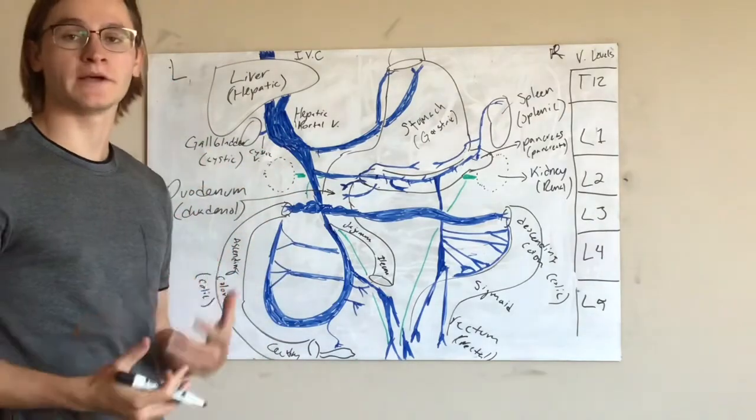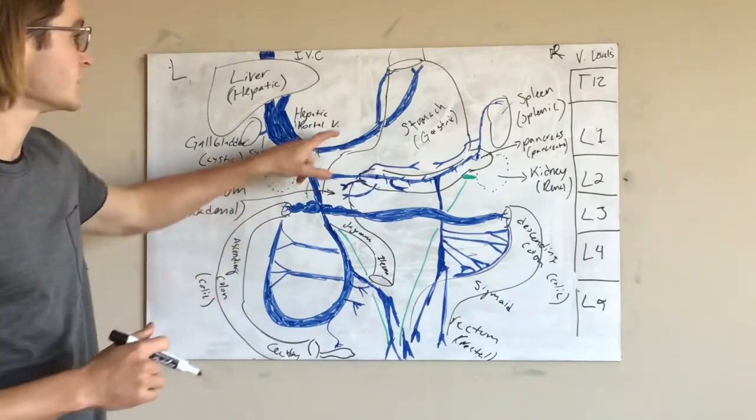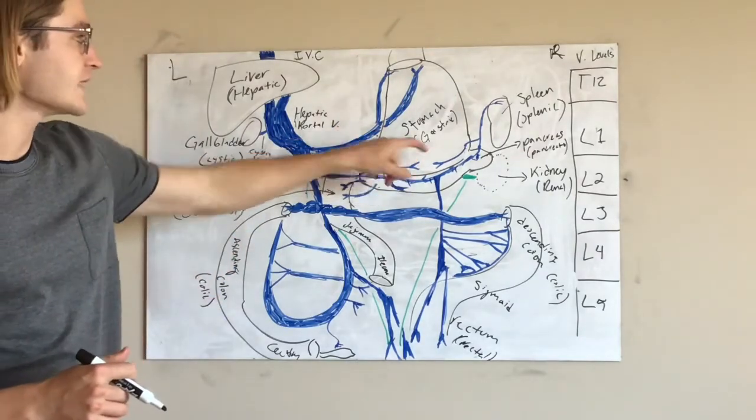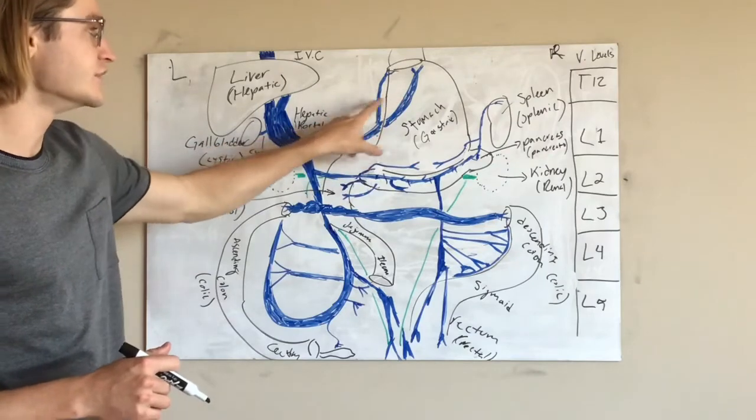Cystic because it's from the gallbladder. Cystic is our nickname for the gallbladder. In the stomach, we have a gastric. So, which two would you guys think these would be?